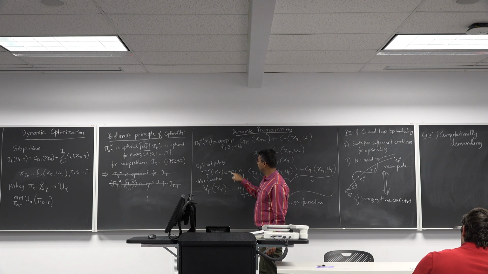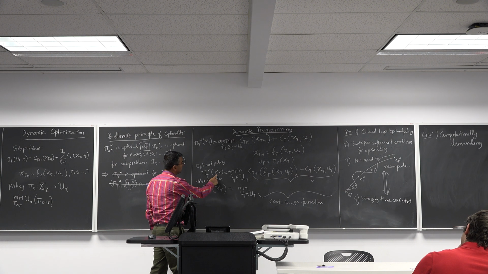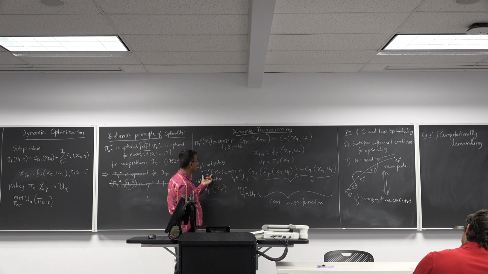If each of these argmin takes 1 millisecond, and you have 10 raised to 10 xt's, then you have to spend 10 raised to 10 milliseconds to get 1 pi t star, which is 10 raised to 7 seconds, which is 100 days. So it takes 100 days for computing 1 pi t star and Vt.